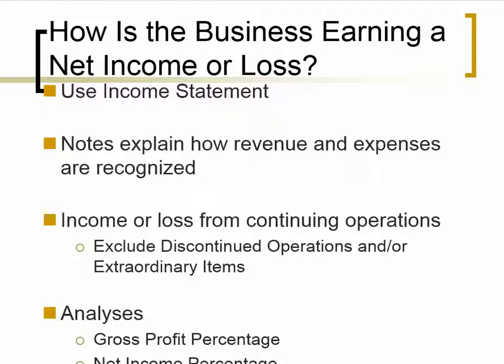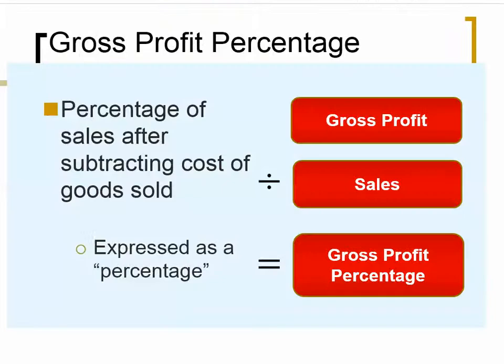Continuing operations consist of business activities that will likely continue from period to period. So that's going to help us make better predictions about a company's future earnings. Now we can look at the gross profit percentage and the net income percentage to help us calculate if the business is earning a net income or loss and how good they are at doing that.